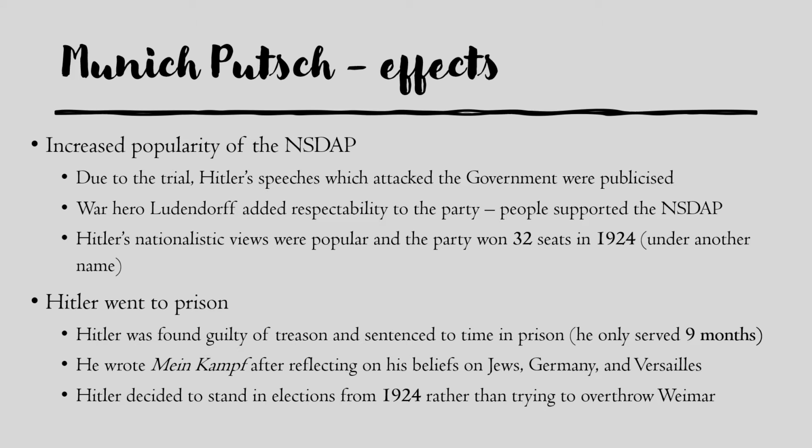Second effect is that Hitler went to prison. So he was found guilty of treason, and he was sentenced to 5 years in prison initially, but he only ever served 9 months. And whilst he was there, he wrote Mein Kampf, which was his autobiography, and all about his reflection on Jews, on Germany, on Versailles. So he was laying out his ideas, and it really changed his focus of what he wanted to do if he gained power. He also, and this was a key change, decided to try and overthrow Weimar democratically.